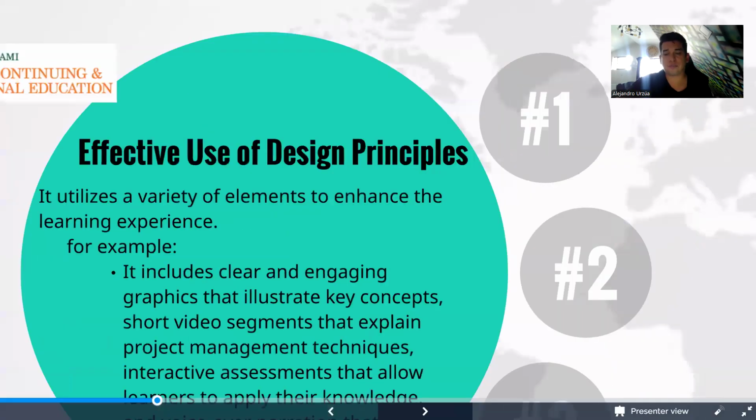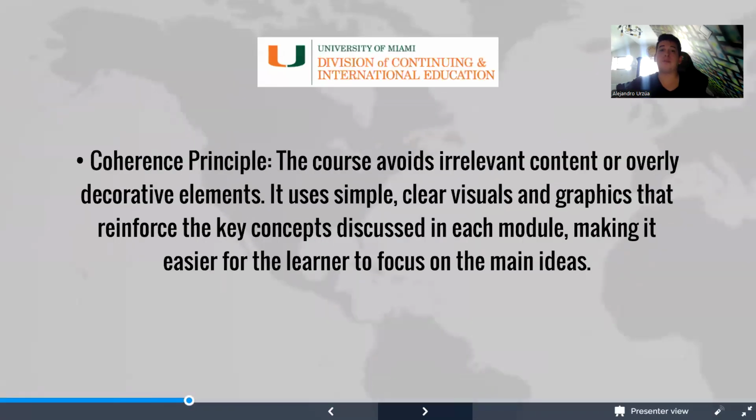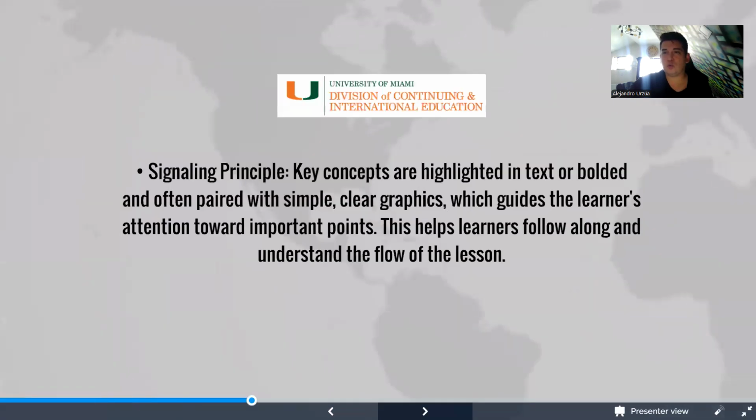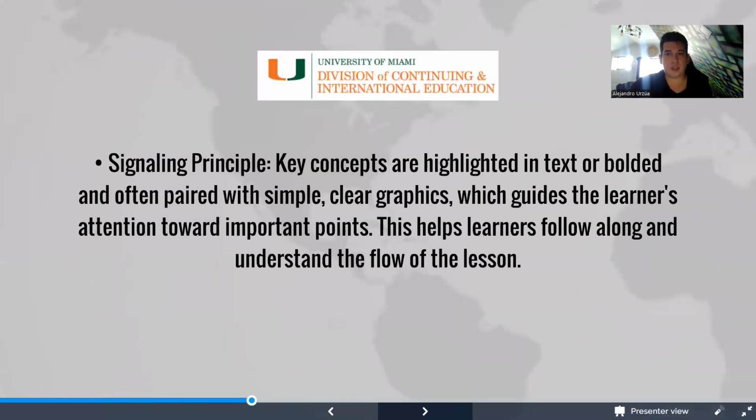And then we have the coherence principle. In this case, the course avoids irrelevant content or overly decorative elements. It uses simple, clear visuals and graphics that reinforce the concepts discussed in each module. This helps because it's easier for the learner to get the idea and to stay focused on the different ideas. We are going to see that later, because I'm going to show you one or two examples of the videos that they have in the course.